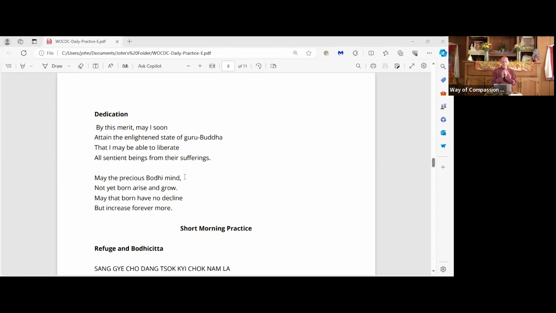For those who care to, you can join me in the dedication. By this merit may I soon attain the enlightened state of Guru Buddha, that I may be able to liberate all sentient beings from their sufferings. May the precious Bodhi mind not yet born arise and grow. May that born have no decline, but increase forevermore.